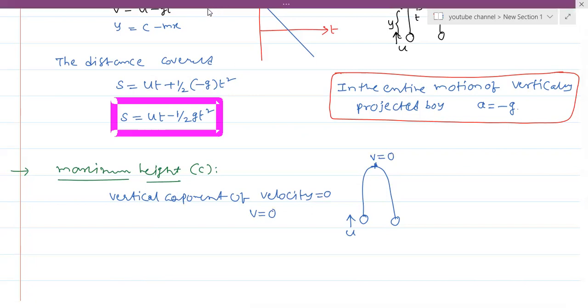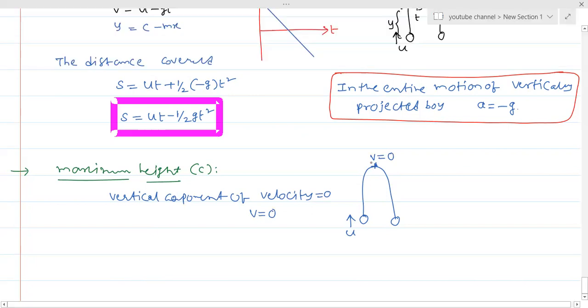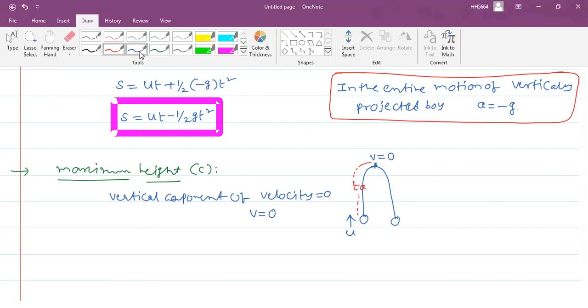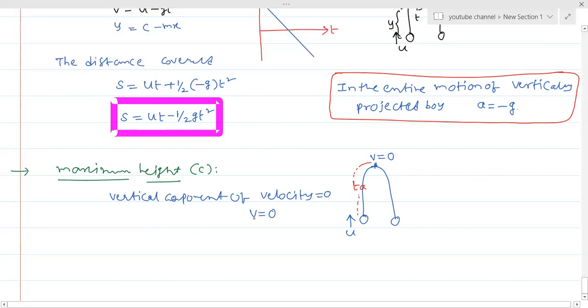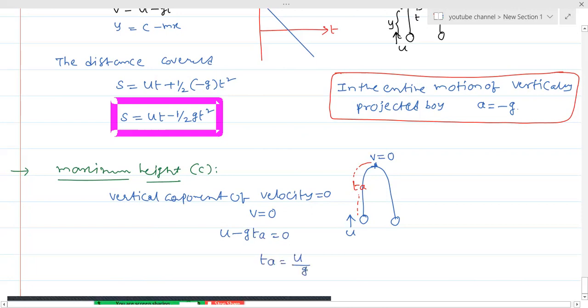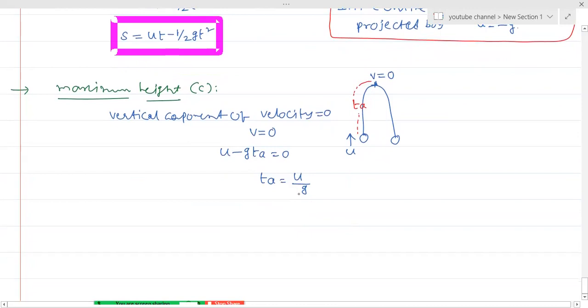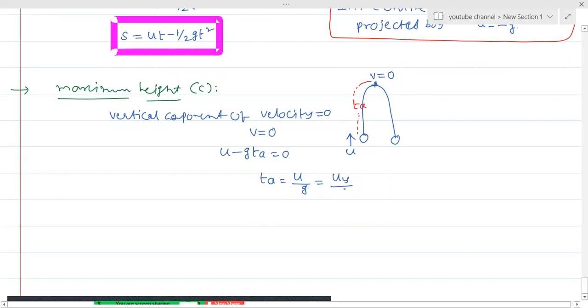Suppose the body takes, let us say, ta, the time of ascent, time to reach the maximum height. Then I will write v after some time, therefore u minus g into ta equal to 0, and ta equivalent to u by g. By speaking of motion in a plane in view of mind, we will modify this formula as uy by g.